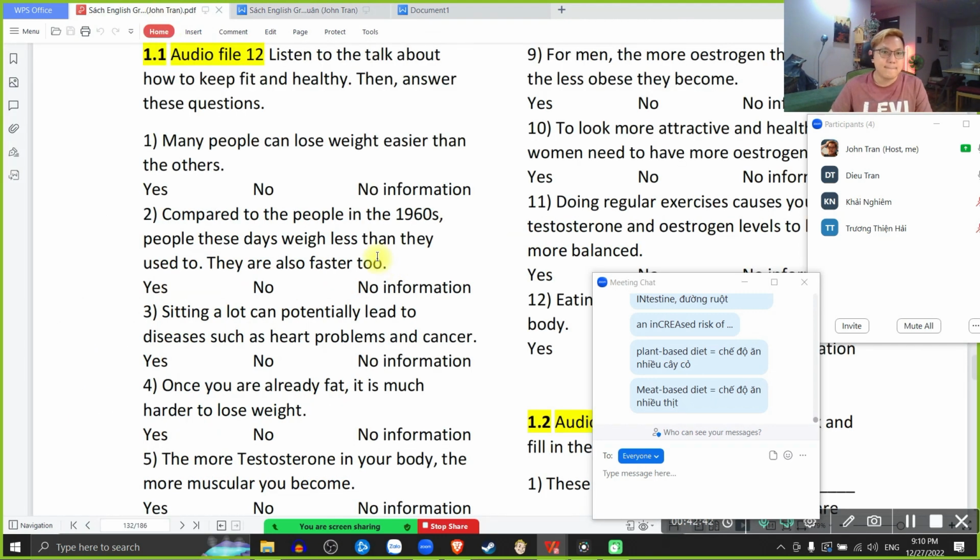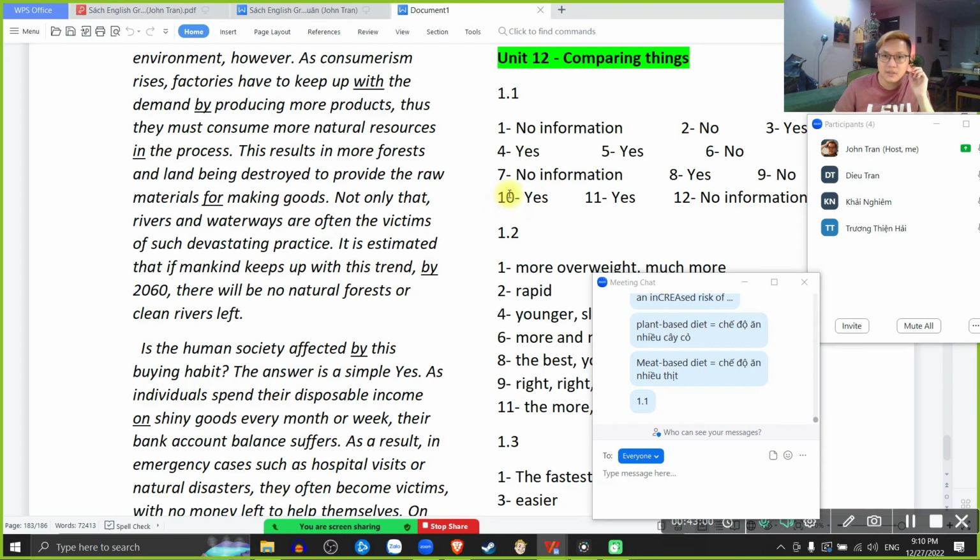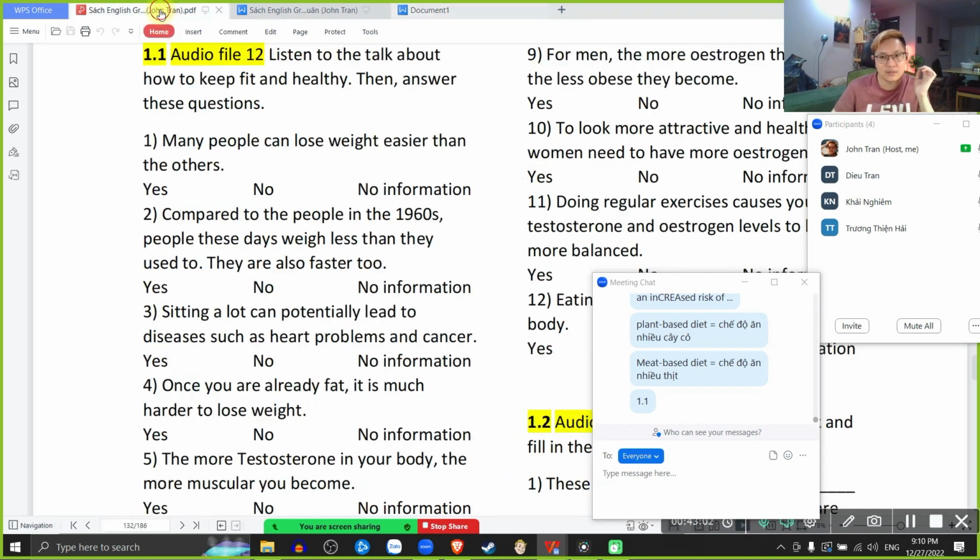Okay, number one. Let's go 1.1 now. Number one. Many people can lose weight easier than the others. Yes, no, or no information. Nhiều người có thể giảm cân dễ dàng hơn những người khác. How about this one? Các bạn. No information. Very good. Không có thông tin chuyện này.